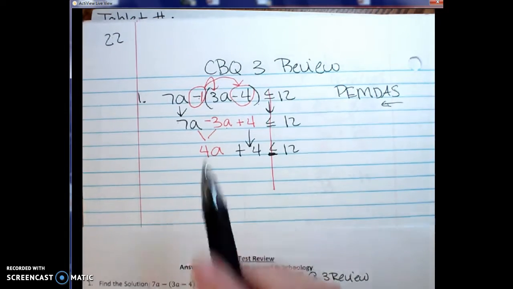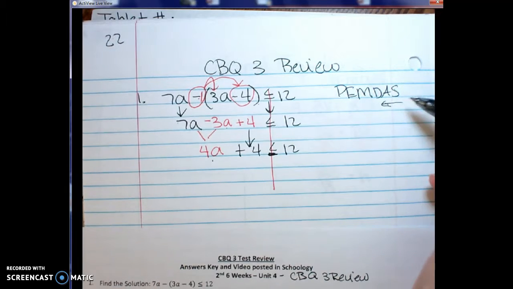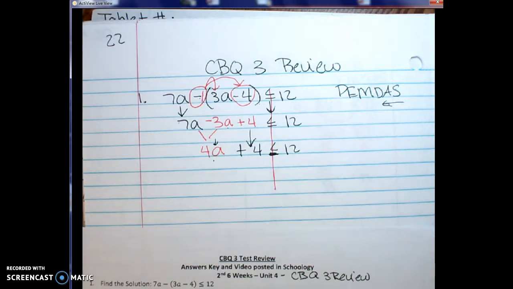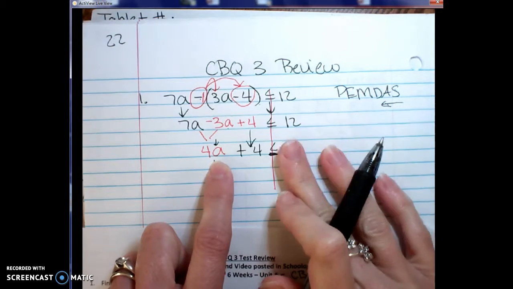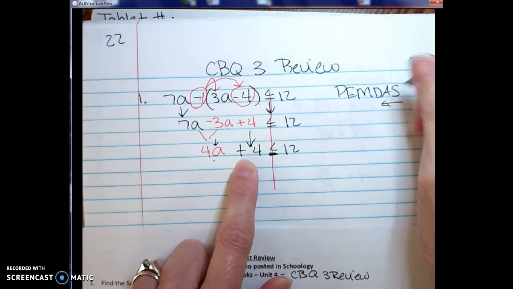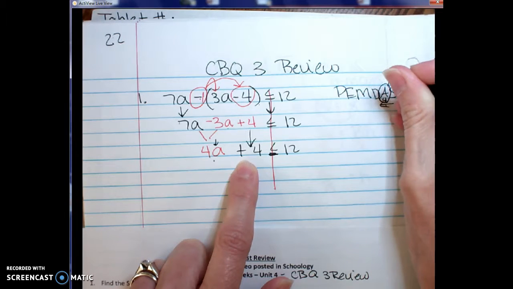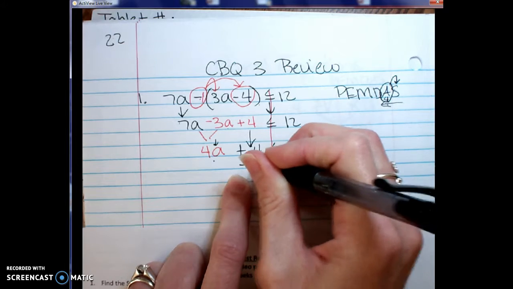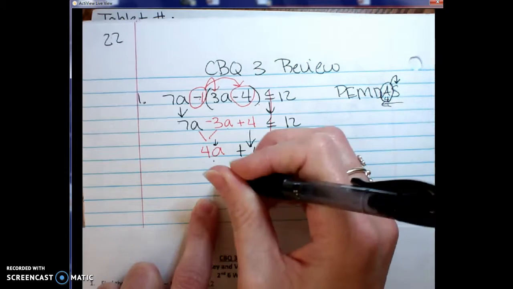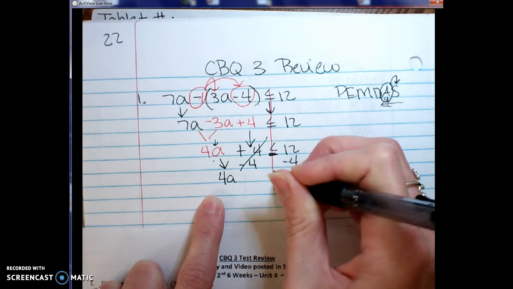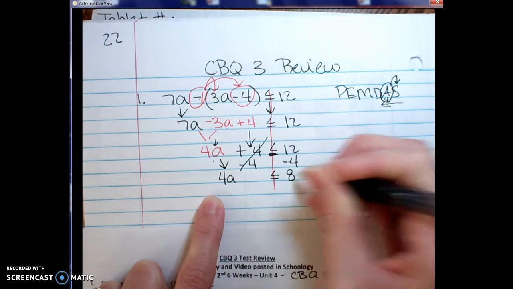Okay, now that I have it down to 1a, I'm going to start undoing my PEMDAS. So my a is over on the left side of my problem. There is a plus sign, so I do have addition here. If they're adding 4, I'm going to go through and I'm going to subtract it to move it. When I subtract it, I bring down my 4a. It'll cancel, and now I have less than or equal to 8.